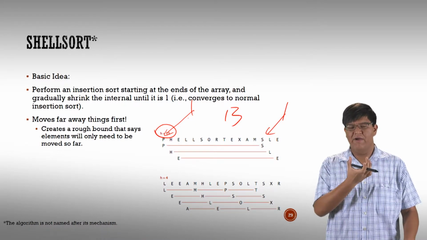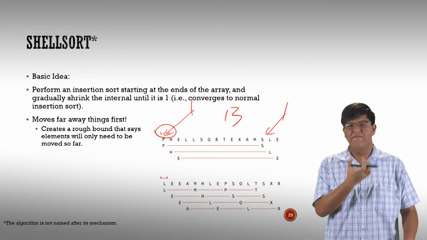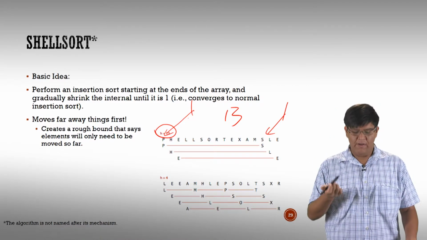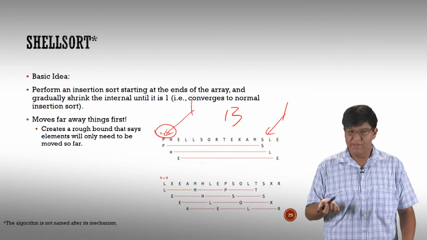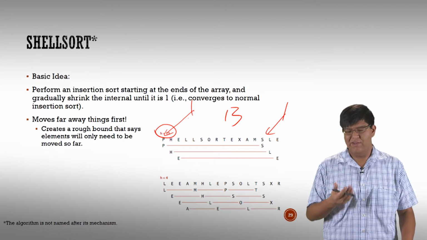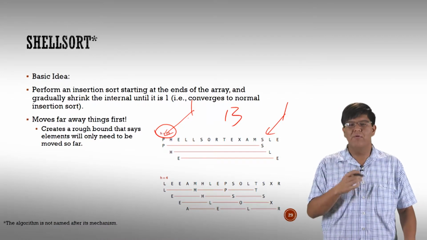So I'm trying to find the things that are most out of order first and fix them. That's the basic idea: move things that are far away first. And then what happens in the end is we have to shrink this down, because if I just do everything and compare it 13 units apart, then it's not going to be sorted. It'll get a little bit better, but it won't be fully sorted.